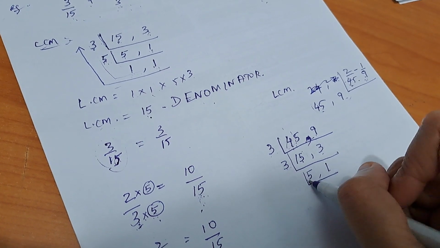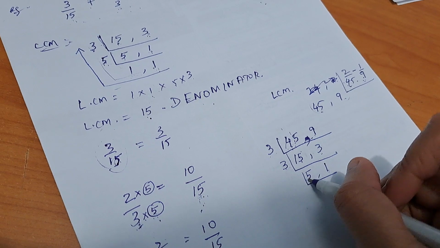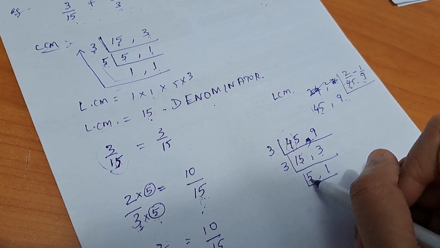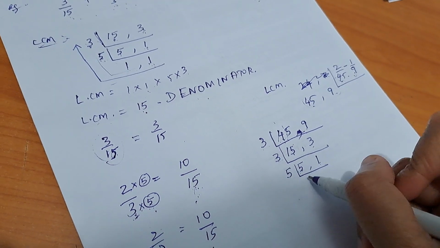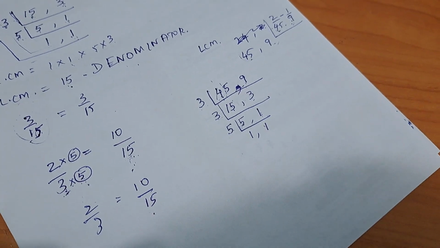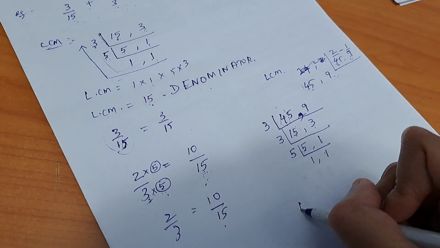Can I divide any of these numbers again by 3? No, not possible. Can I move on to the next number? 4, not possible. 5, yes, I can divide this by 5. So 5 divided by 5 is 1. Copy the 1. Okay.